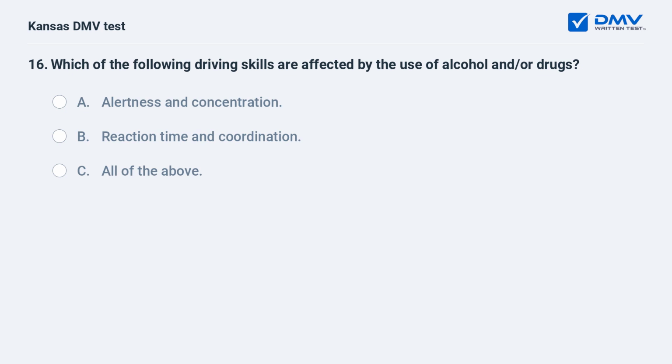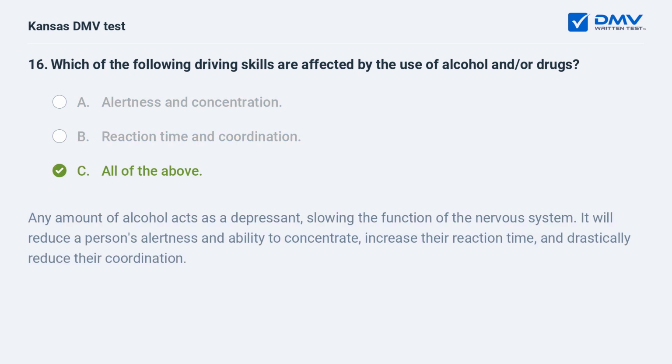Which of the following driving skills are affected by the use of alcohol and/or drugs? A. Alertness and concentration. B. Reaction time and coordination. C. All of the above. Any amount of alcohol acts as a depressant, slowing the function of the nervous system. It will reduce a person's alertness and ability to concentrate, increase their reaction time, and drastically reduce their coordination.